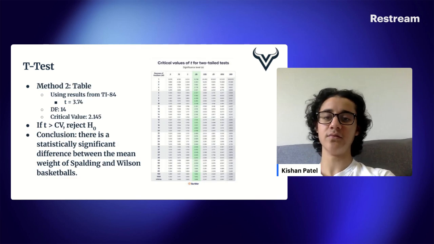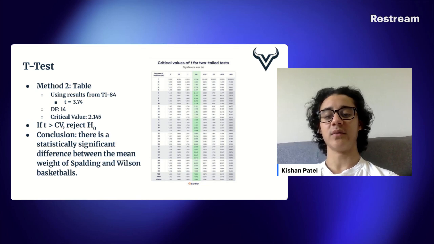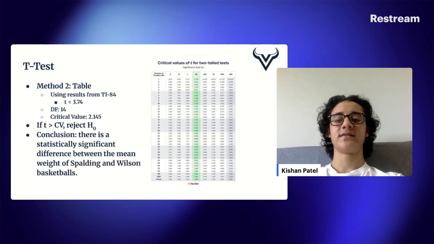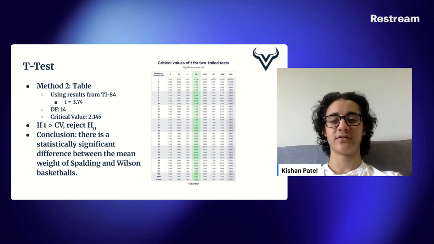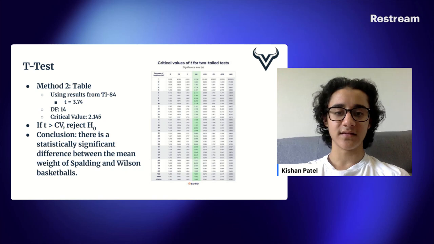Okay, so for method two, you're going to use the results from your TI-84. There should be a value that says T, and it will calculate that as 3.74. And we know that the sample size total is 16, so the degrees of freedom is 16 minus 2, which is 14. So we want to find the critical value. You can see in this table here that along the top you have the different significance levels, and we want to select the one that says 0.05.